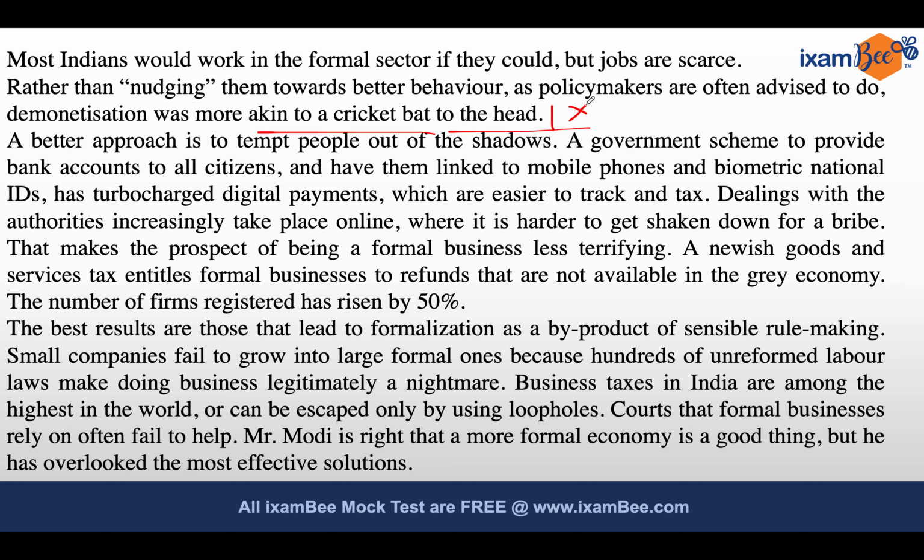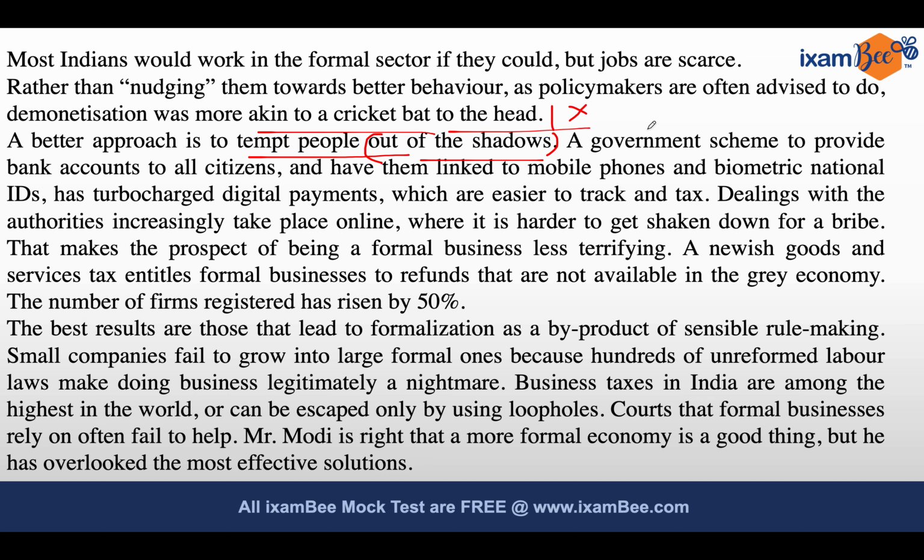Just an example trying to tell you what to keep and what to eliminate. Now, the next paragraph is very important because here we have a suggestion, the author's opinion. So, a better approach is to tempt people out of the shadows, but "out of the shadows" again is an imagery, and we do not need to keep it. We can pick up this point.